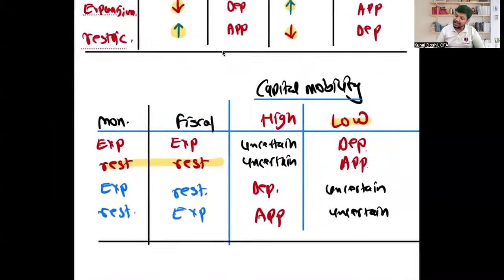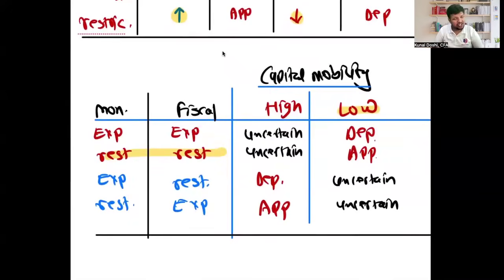So see here, if both are expansionary, what will be the value of the domestic currency? If both monetary and fiscal policy are expansionary, you want the economy to increase, right? In that case, what will be the situation? If the mobility is uncertain or low, there is a depreciation. So what is going to be the situation?